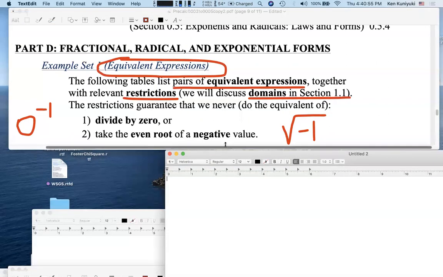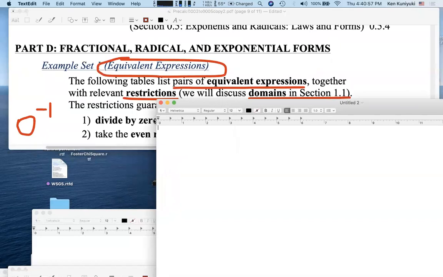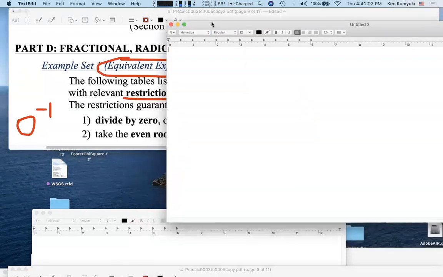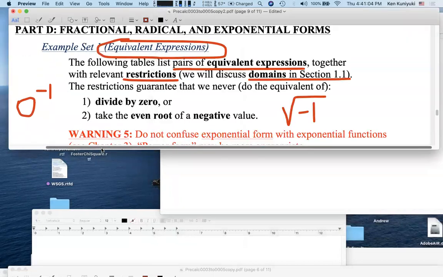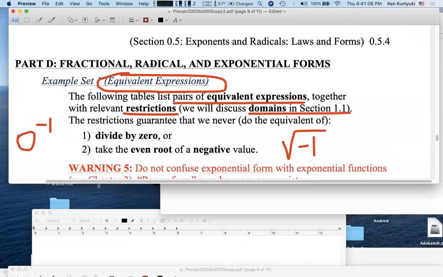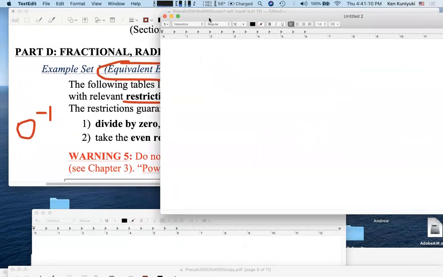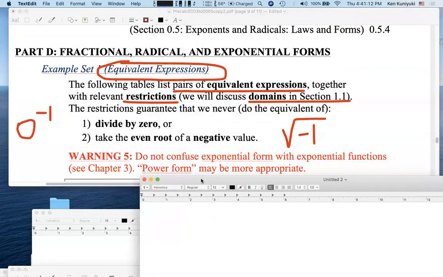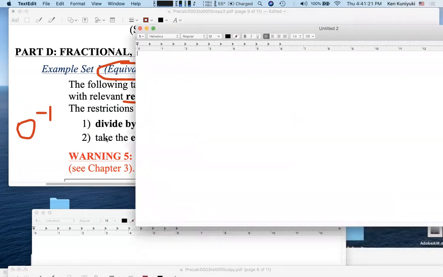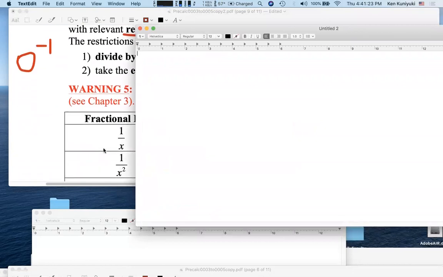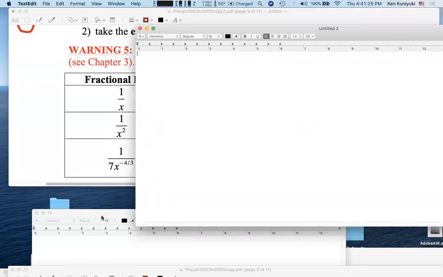All right, I'm going to play some cover-up games here. It's like a politician. All right, gotta be careful though. And don't confuse exponential form with exponential functions. Really, I might use the term power form when I'm using exponents. All right, here we go. Let's see if this works.